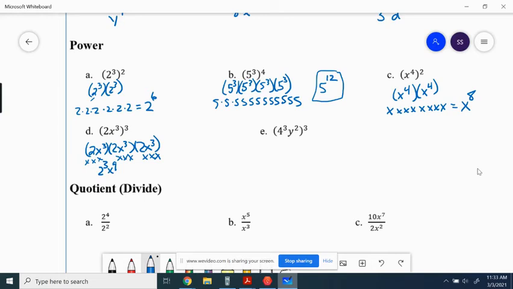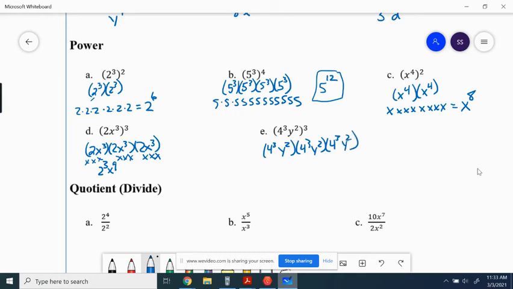All right, last one. We have 4 to the third and y to the second raised to the third power. So this is 4 to the third power times y squared, times 4 to the third power times y squared, times 4 to the third power. Oops.